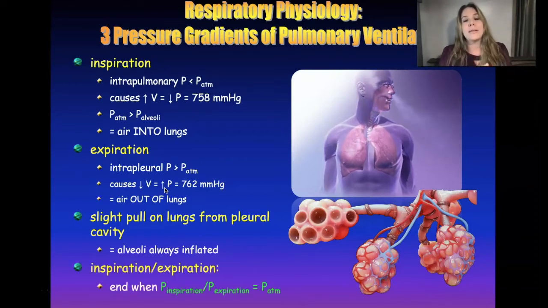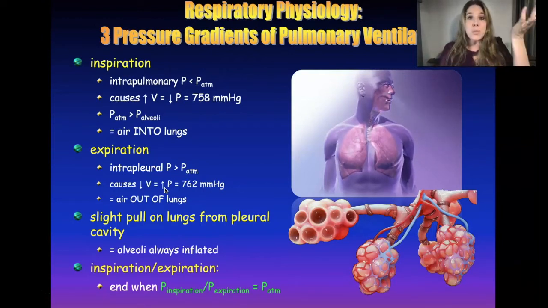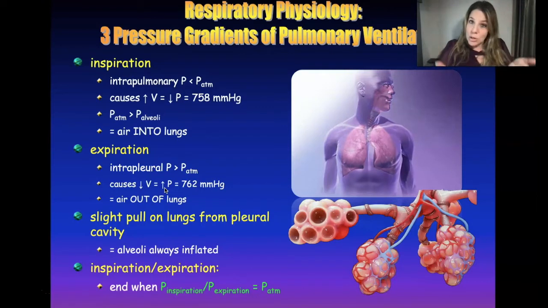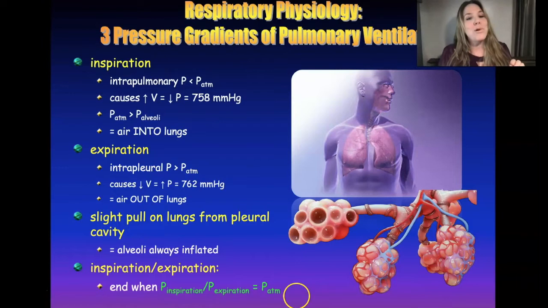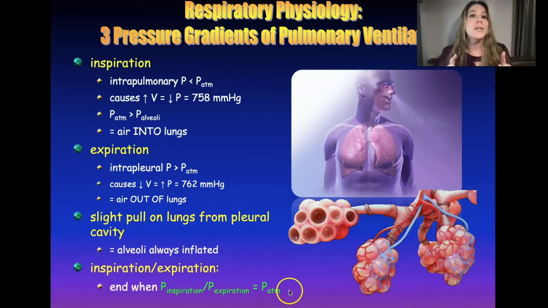So in the end, when you take the pressure gradient that's created through inspiration and the pressure gradient that's created through expiration, the net value of pressure is going to be the same as it is in the environment. So the net pressure through inspiration and expiration is going to equal the pressure of the atmosphere, 760 millimeters of mercury.